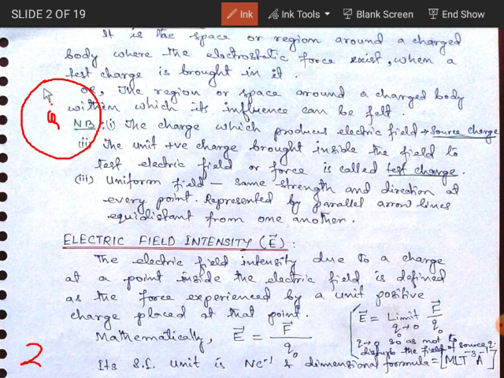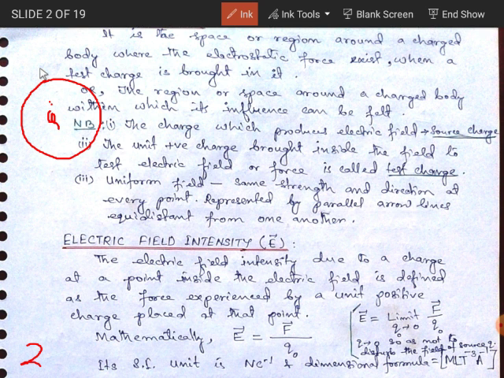this region surrounding this charged body where the force of attraction or repulsion exists when a test charge is brought in it. Suppose you bring a test charge; generally when we say test charge, it is a unit positive charge, and it should be a point charge. Point charge in the sense that the size of the charge should be as small as possible. Got it?